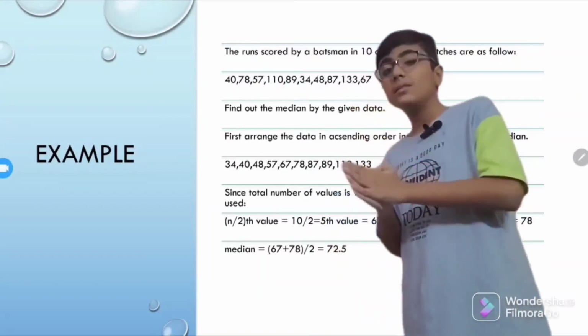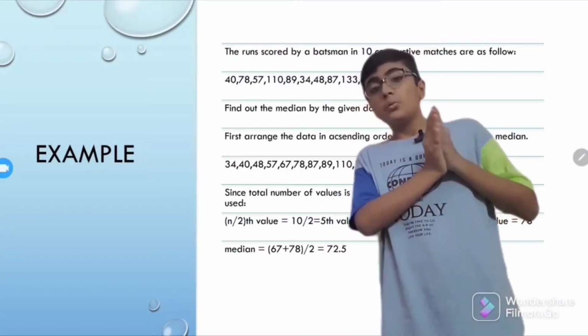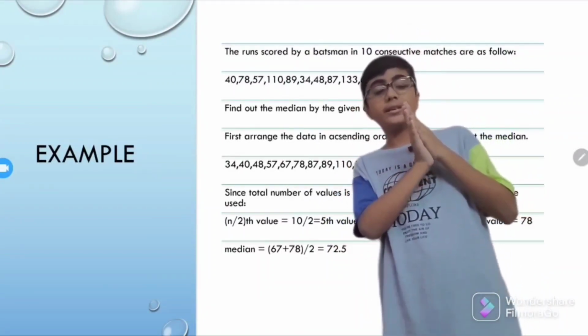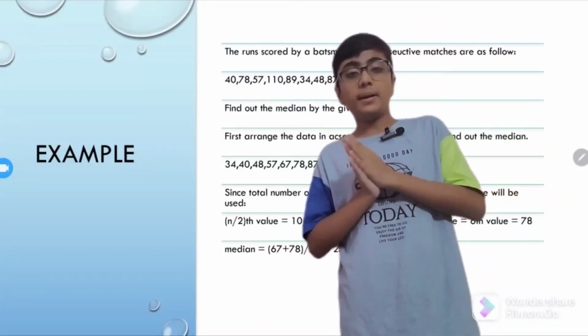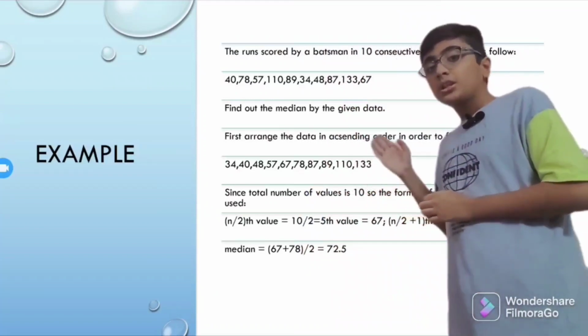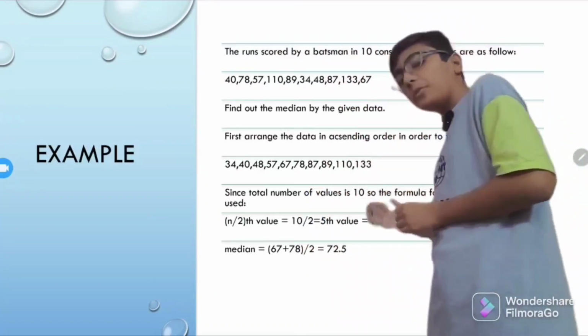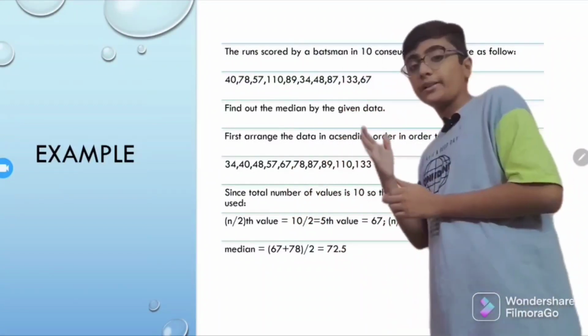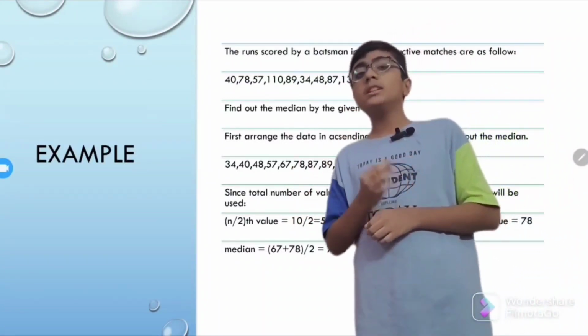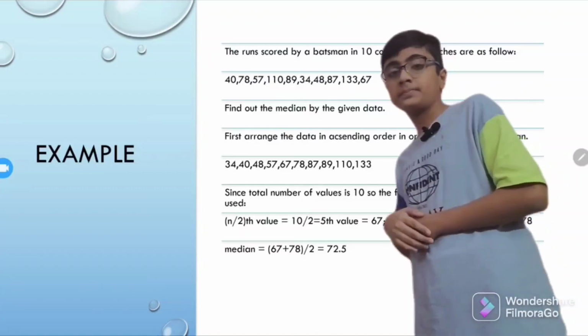So the sum of the two middle values would be divided by 2. Since the two middle values are 67 and 78, their sum is to be divided by 2, which is equal to 72.5.